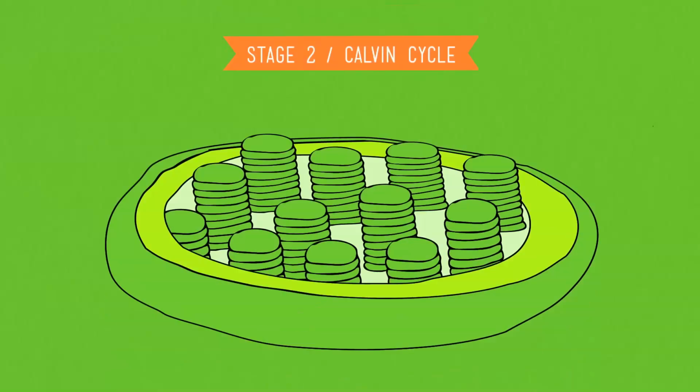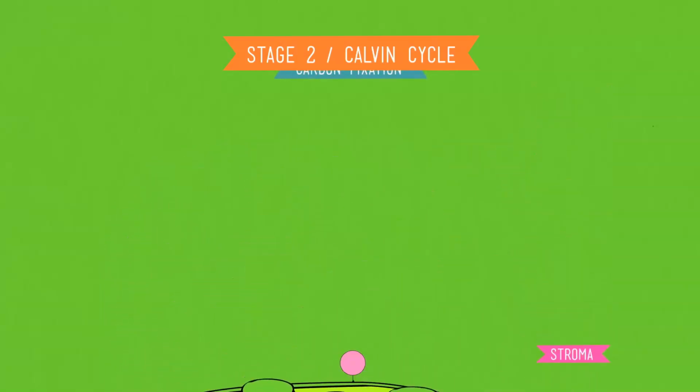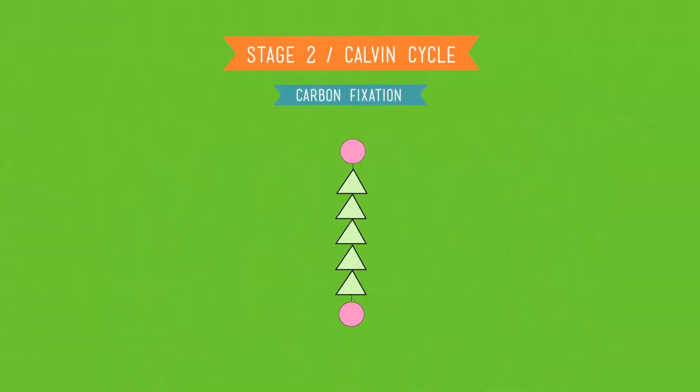Stage 2 is all about using the energy from those ATPs and NADPHs that we created in stage 1 to produce something that's actually useful for the plant. The Calvin cycle begins in the stroma, or the empty space inside of the chloroplast, if you remember correctly.